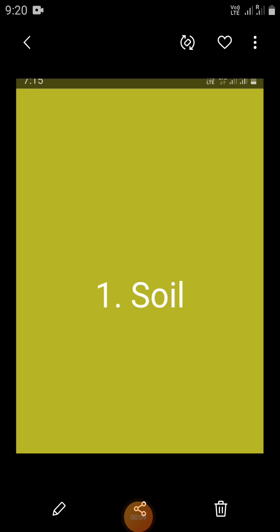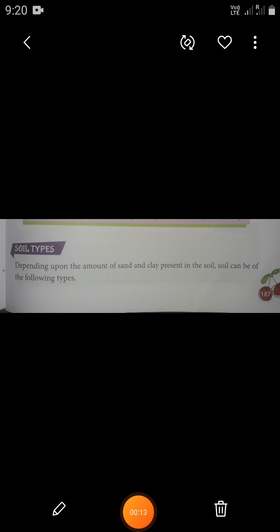Today our first topic is soil. So, students, today we are going to start soil types. Let's learn about the soil types. Depending upon the amount of sand and clay present in the soil, soil can be of the following types.